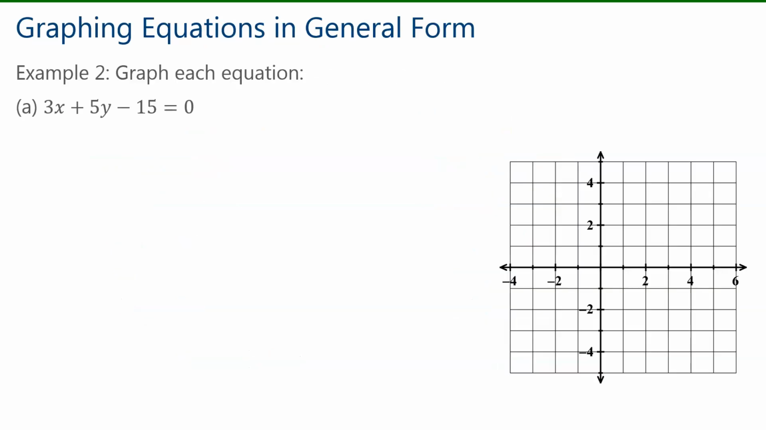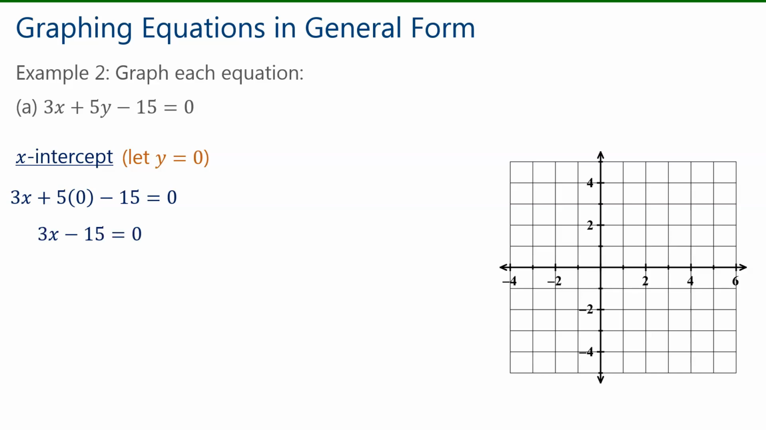So now that I know how to find the x and y intercepts, let's use that to help us graph each equation. So if we start with our x-intercept again, I'll let y be 0. So in the equation, I replace y with 0, and then I'll simplify that to 3x - 15 = 0. And bringing that -15 over to the right, I get 3x = 15. Now divide by 3, and you'll see that your x-intercept is 5.